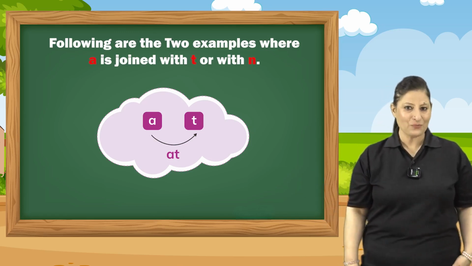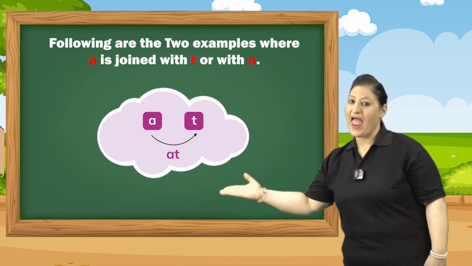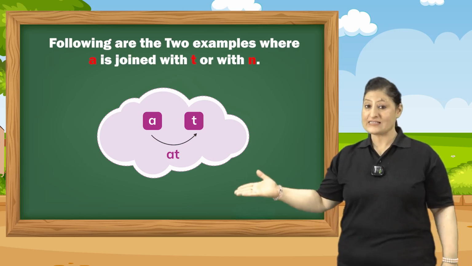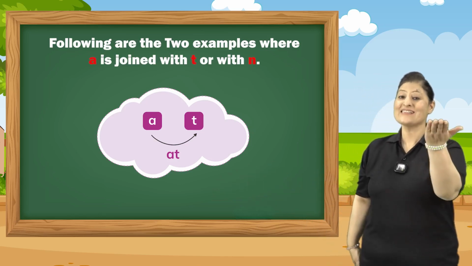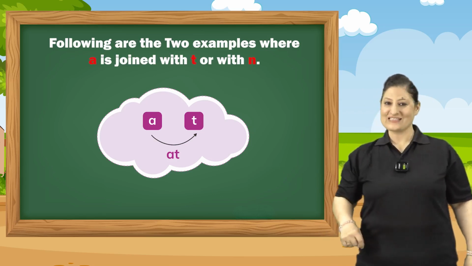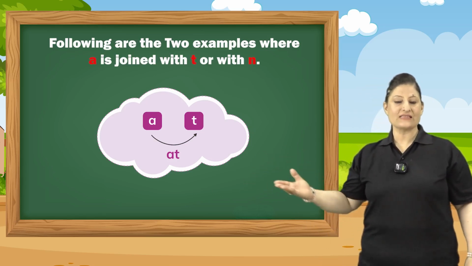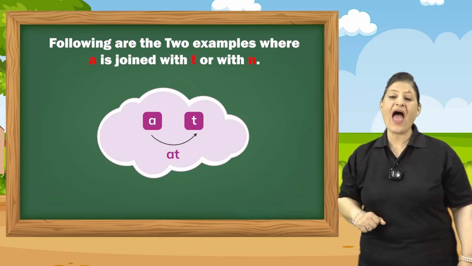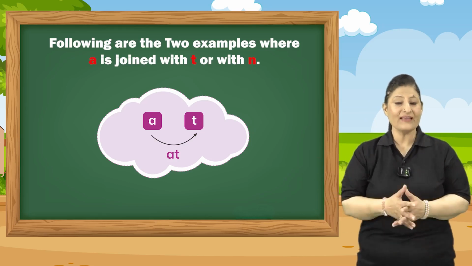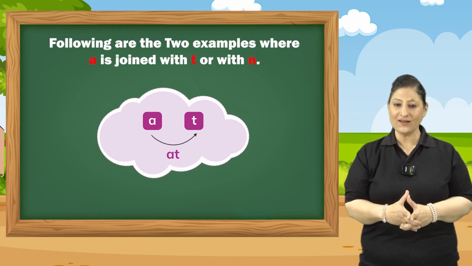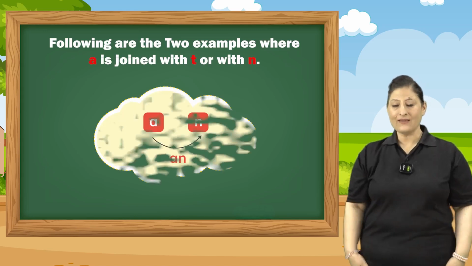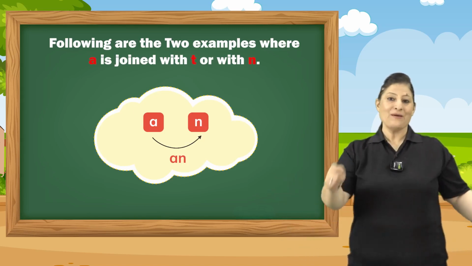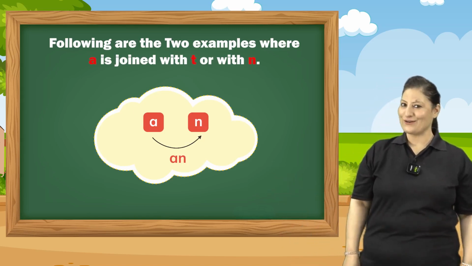Do you know what that word is? A says A. Come on, say the sound of letter A. A says A and T says T. Right, T says T. A and T. It makes at. So what is the new word? It's at.